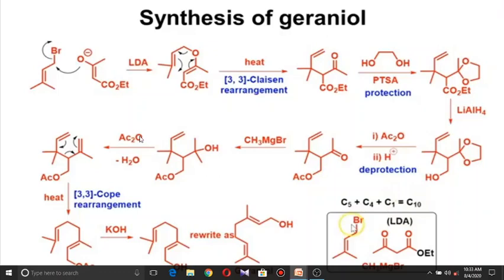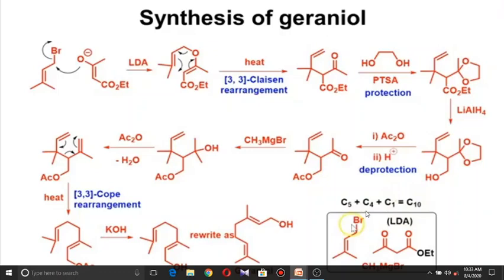Dehydration takes place here, as you can see. Dehydrated product. This is again an acyclic diene formed here. Then this diene undergoes Cope rearrangement, a 3,3 rearrangement, yielding the product, which on KOH hydrolysis we again get the alcoholic group here, which can be rewritten as this. This one is geraniol. This is the synthesis.